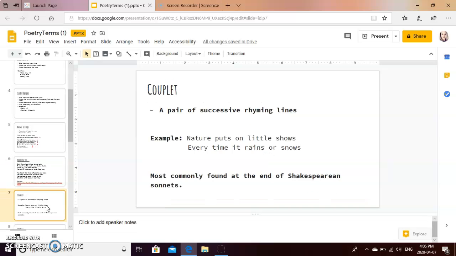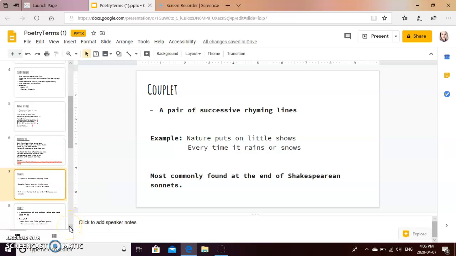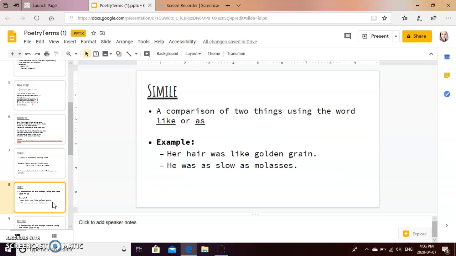The next term we would have reviewed is a couplet. All a couplet is, is a pair of rhyming lines at the end. So for example, nature puts on little shows every time it rains or snows. So shows and snows rhyme. Most commonly these are found at the end of Shakespearean sonnets. We won't be working too much with this, but it is important for you to know what a couplet is because you might run into it as we study some of the other poems.